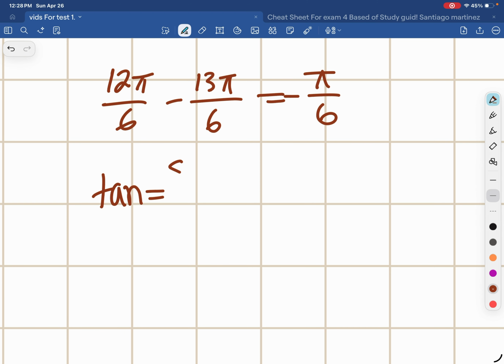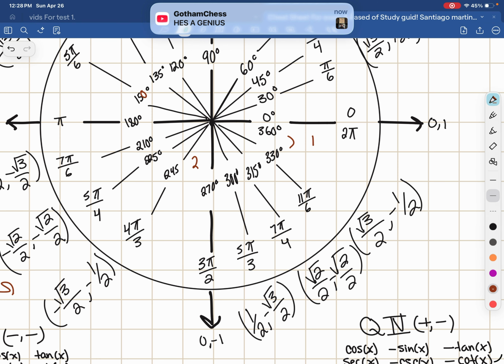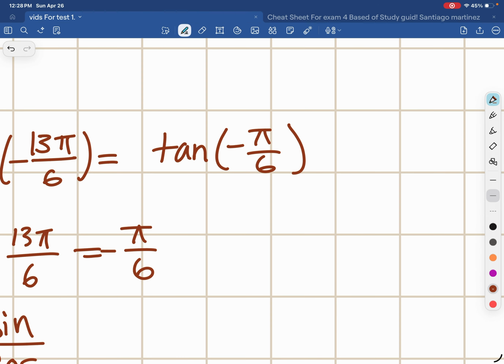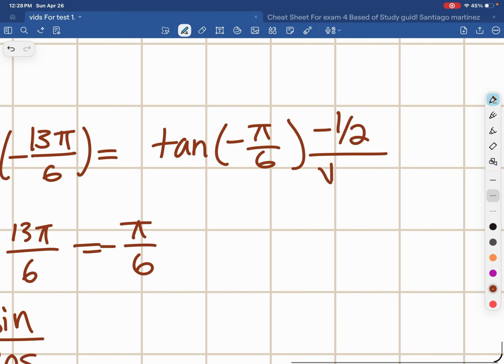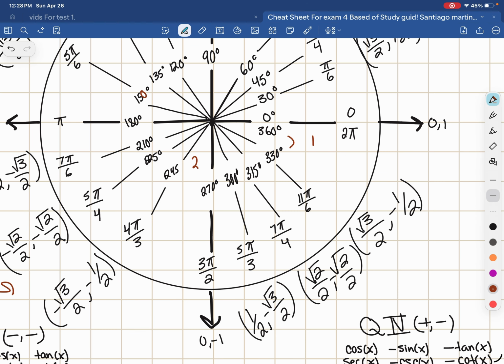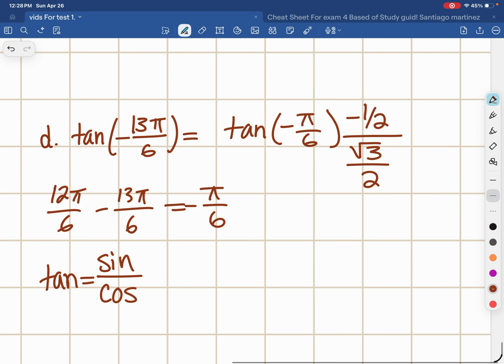is equal to sine over cosine. So we do that exact thing. So looking at this, we have negative 1/2 over root 3 over 2. Absolutely beautiful. And we can copy dot flip this.